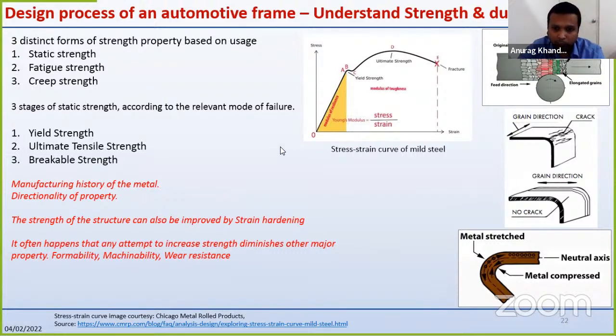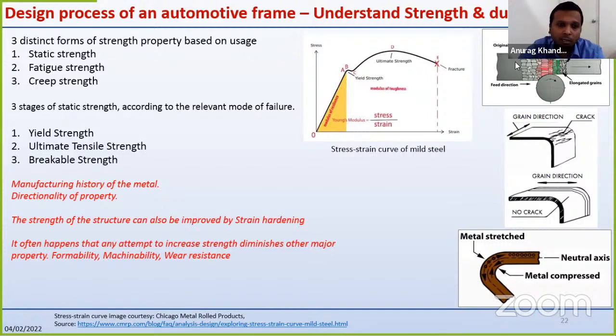So there is something to strength which is related to manufacturability also. The manufacturing history of the metal also defines how much strength is there in the final component. For example, castings have more strength in compression than tension. Similarly, there is directionality to the properties also. So sheet metal would be stronger along the grain direction.